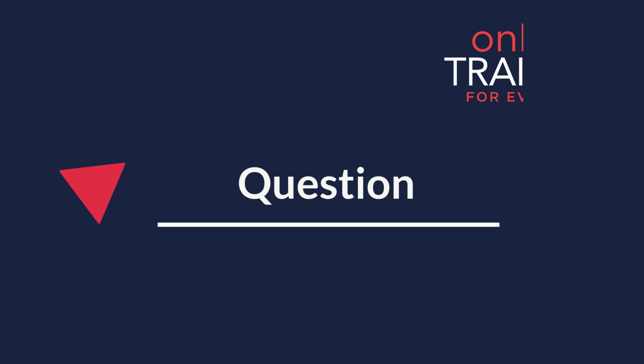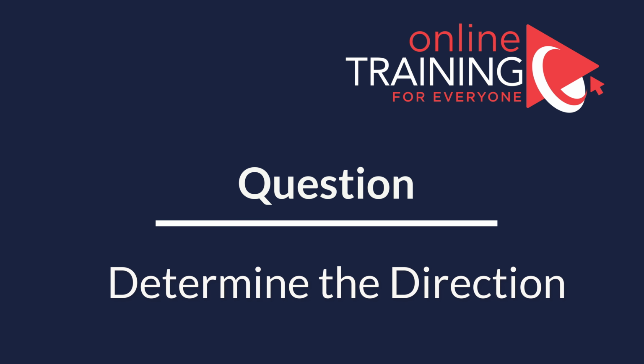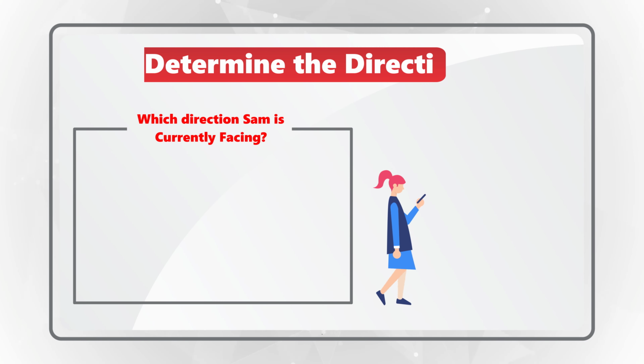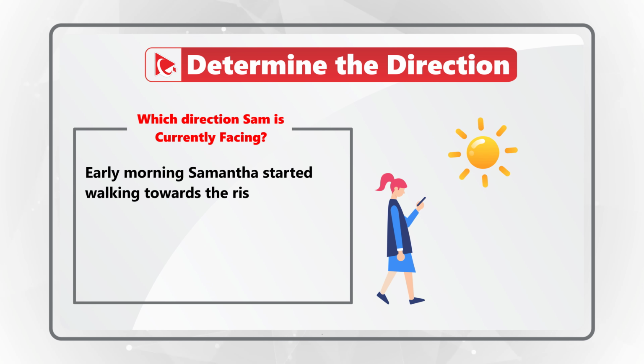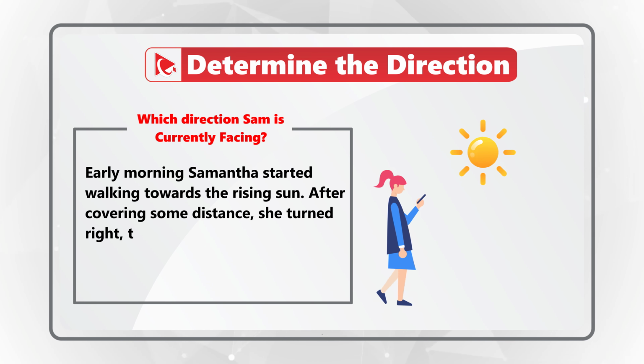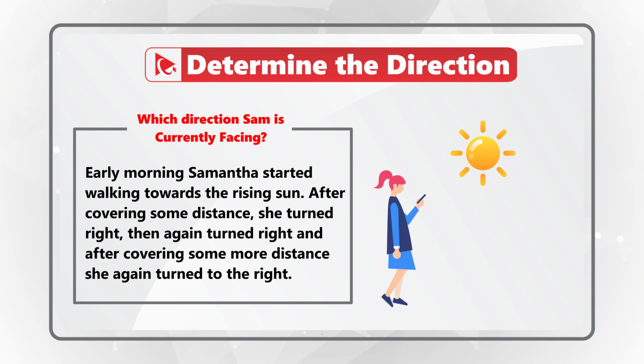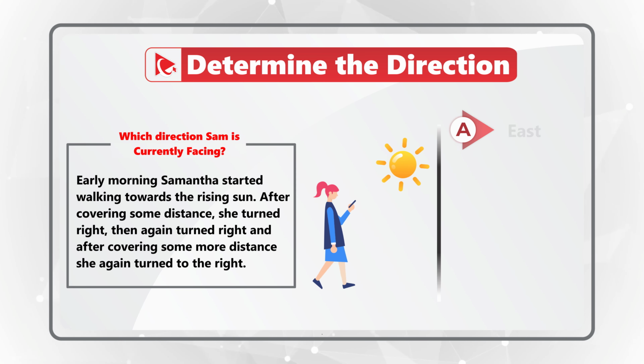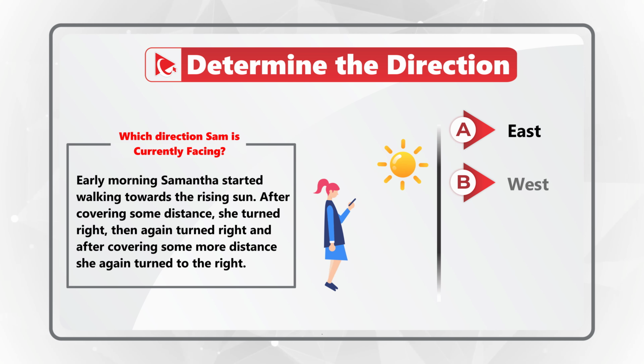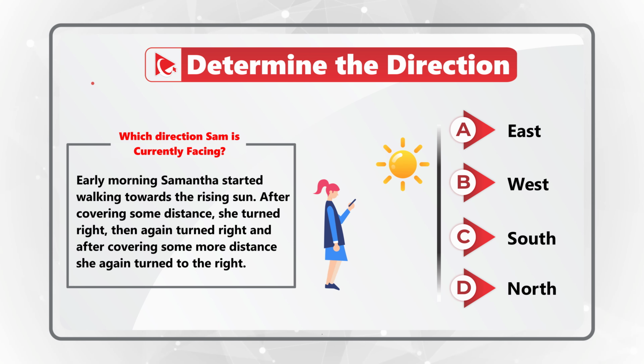Here's an exceptional question to help determine how well you can navigate and determine the direction. Early morning, Samantha started walking toward the rising sun. After covering some distance, she turned right, then again to the right, and after covering more distance, she again turns to the right. Which direction is Sam facing right now? You have 4 different choices. A. East. Choice B. West. Choice C. South. Choice D. North.